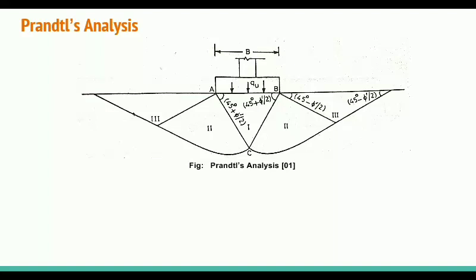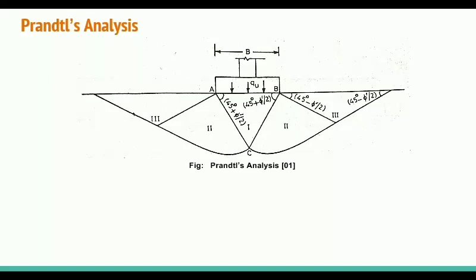So there is an assumption that a strip footing placed on the ground surface sinks vertically downward into the soil at failure, like a punch. In the coming slides, I will discuss the types of shear failure. Punching shear failure is one type of shear failure. In this case, the assumption is that the strip footing sinks vertically downward into the soil at failure, like a punching shear failure.